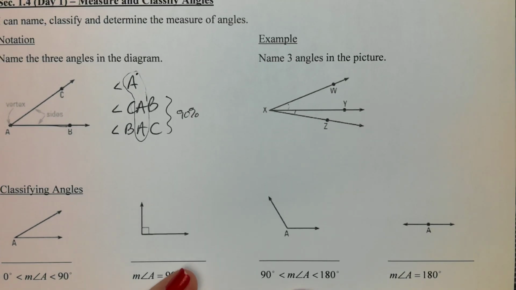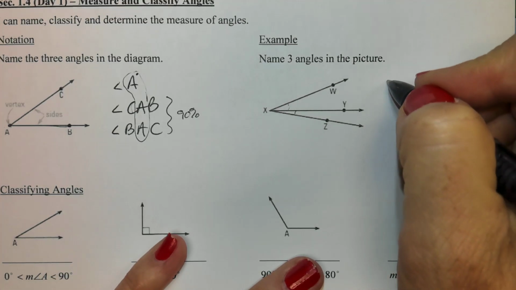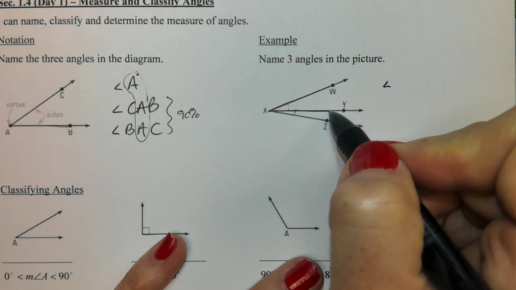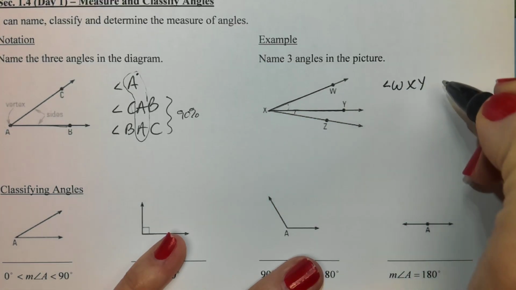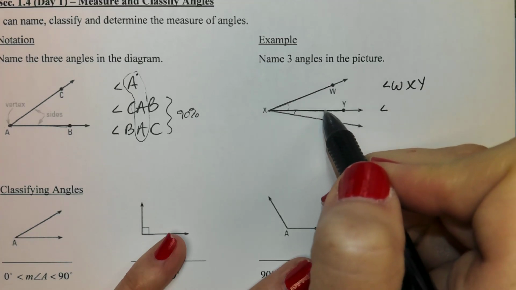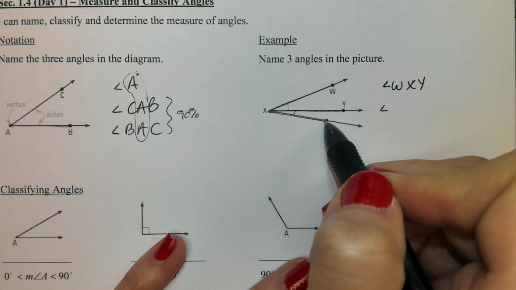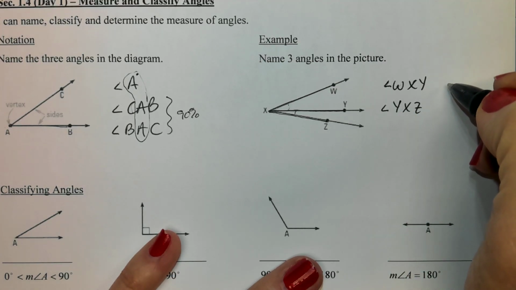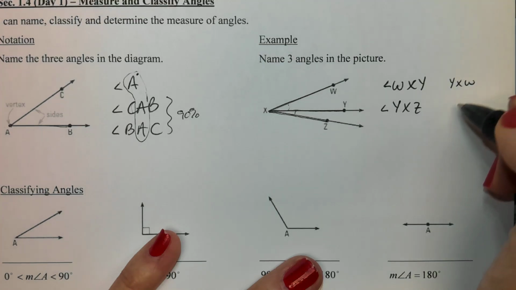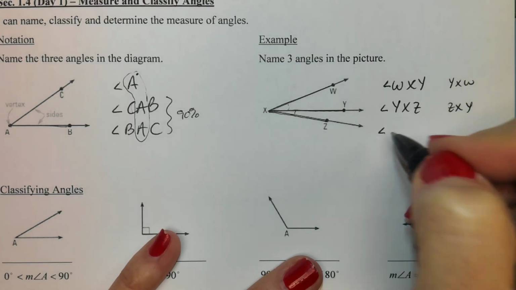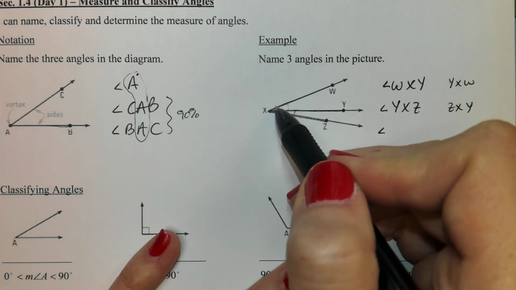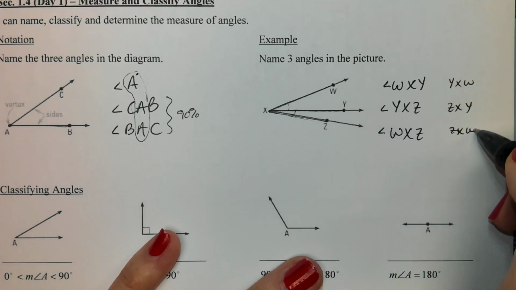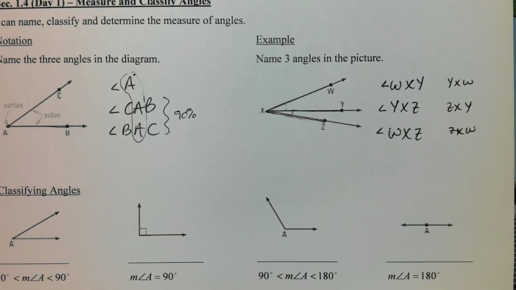This one says name three angles in the picture. So I'm going to start off with angle, and I'm just going to trace the sides. So from W down to X and then out to Y, that could be an angle. I'm going to trace from Y into X and then to Z. That would be the bottom angle. And keep in mind that these can go backwards too. So this could be YXW and this could be ZXY. And then our last one would be the whole one, so W to X and then all the way to Z. And again, that could be backwards. So those are your three angles.